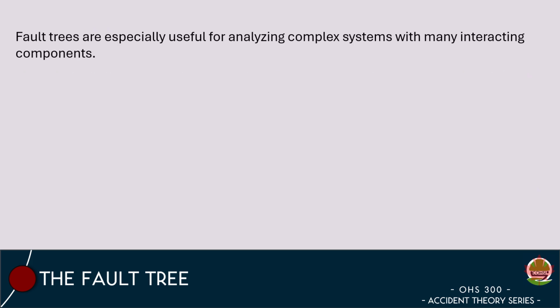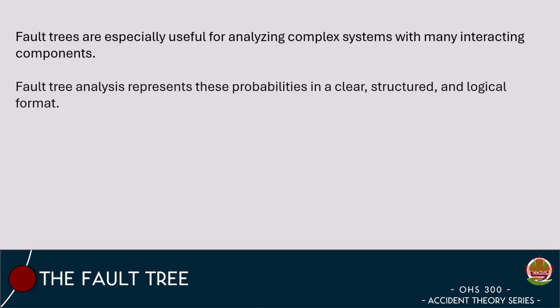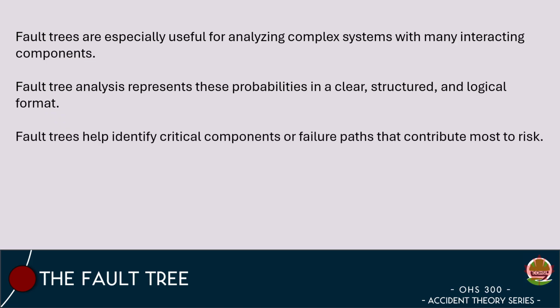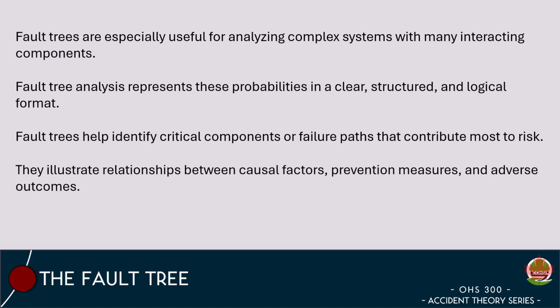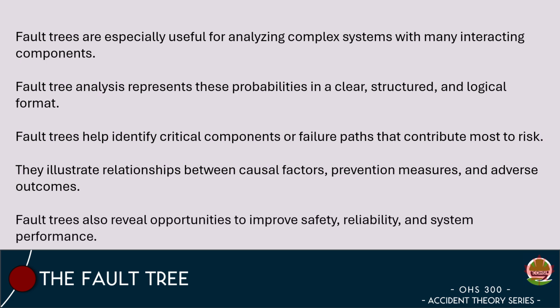Fault trees are particularly useful for analyzing complex systems with numerous components, especially when the system involves many small probabilities of failure. By representing these probabilities in a structured way, fault tree analysis helps practitioners assess the likelihood of the top event occurring and identify critical areas for intervention. Additionally, fault trees are valuable tools for mapping out the relationships between causes, prevention measures, and potential adverse outcomes, offering insights into both system vulnerabilities and opportunities for improving safety and reliability.